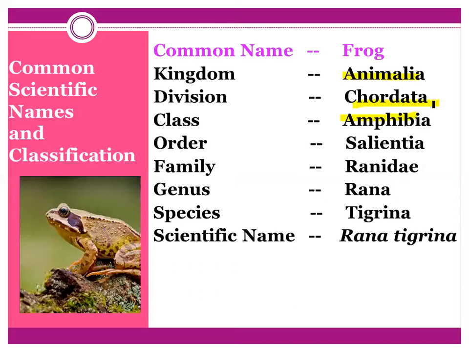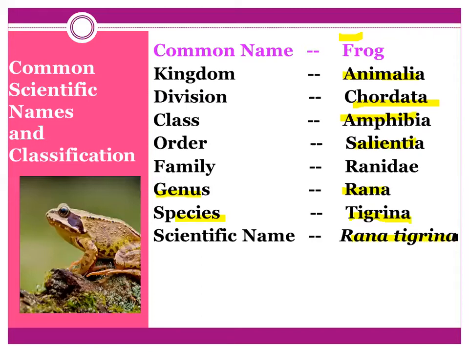So the order is Salientia. Salientia is the order of the frog. The family is Ranidae. The genus is Rana. The species is tigrina, and the scientific name based on their genus and species is Rana tigrina.